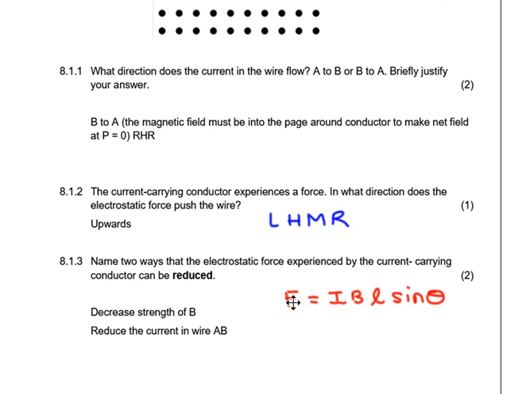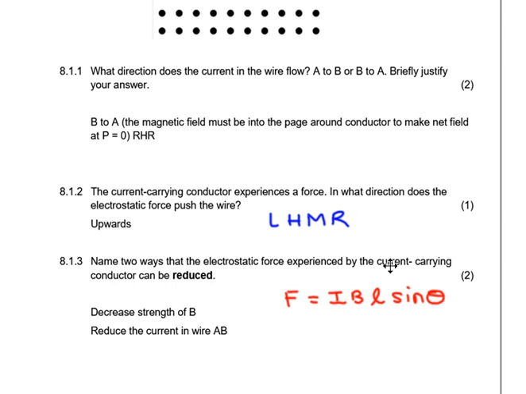Then remember that force is determined by the current, the strength of the magnetic field, the length of the wire within the magnetic field, and then this sine theta is the angle between the wire with the current in it and the magnetic field. And so this one says, name 2 ways that the electromagnetic force experienced by the current carrying conductor can be reduced.